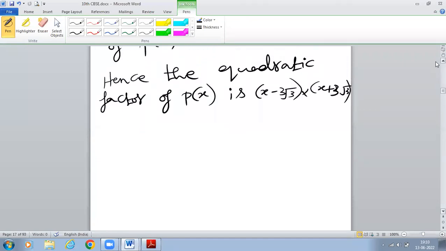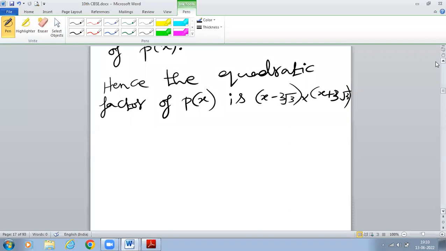(x - 3√3)(x + 3√3). Now we have to multiply these two linear factors to get a quadratic factor. So what is (x - 3√3) into (x + 3√3)? We have to multiply now. That will give you the quadratic factor.